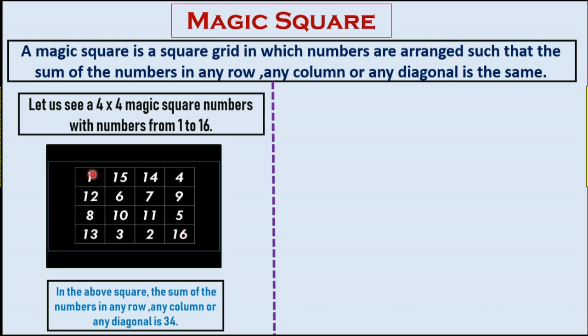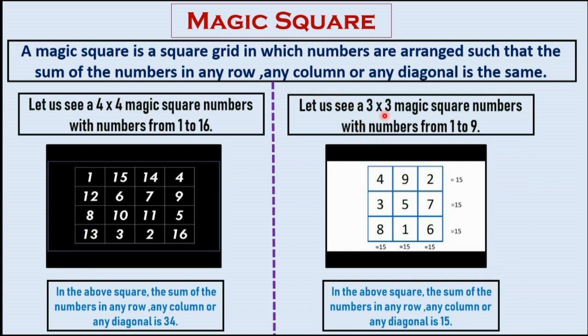See how. 1 plus 6, 7. 7 plus 11, 18. 18 plus 16, 34. When you add these numbers diagonally, you will get 34. Diagonally, if you add these numbers also, you will get 34.